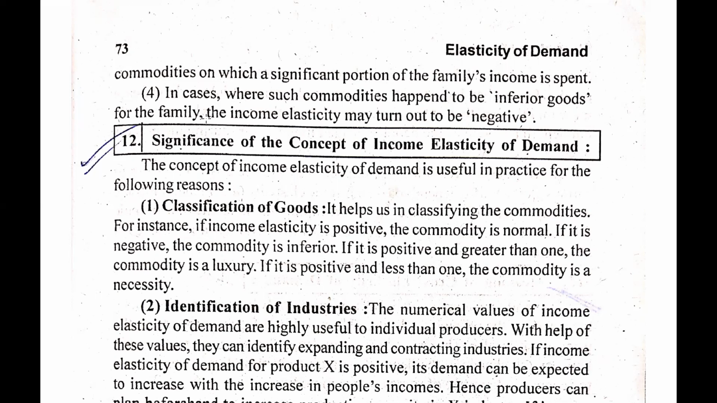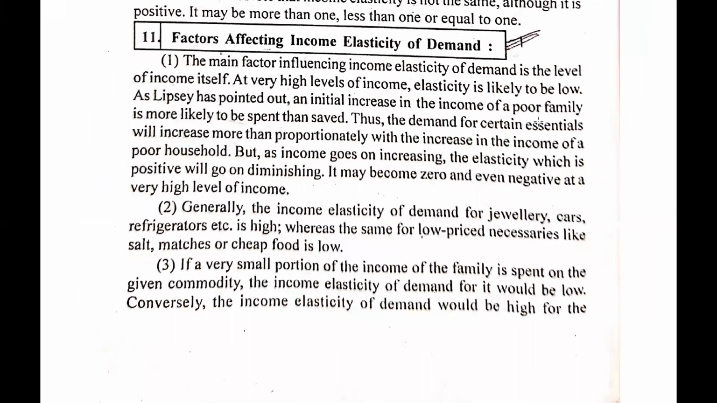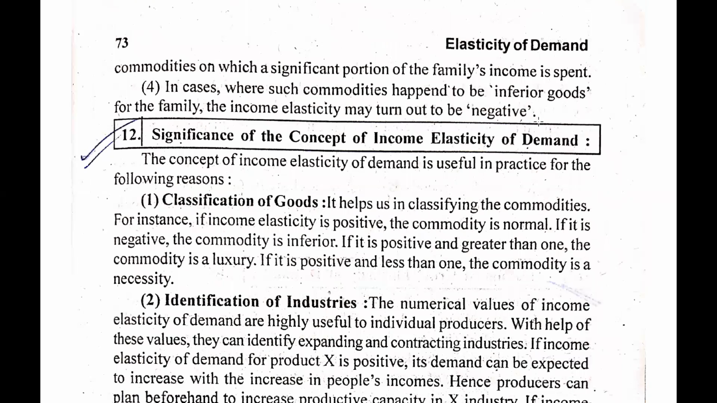The fourth factor affecting the income elasticity of demand is, in cases where such commodities happen to be inferior goods for the family, the income elasticity may turn out to be negative. So guys, this we have already discussed in the types of income elasticity of demand.